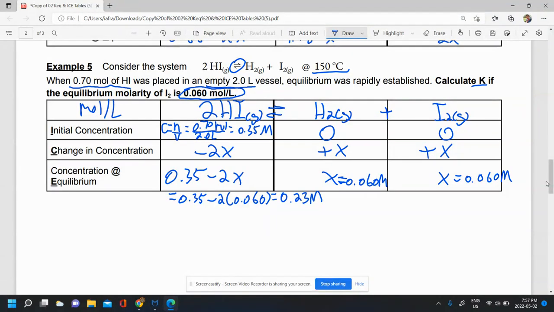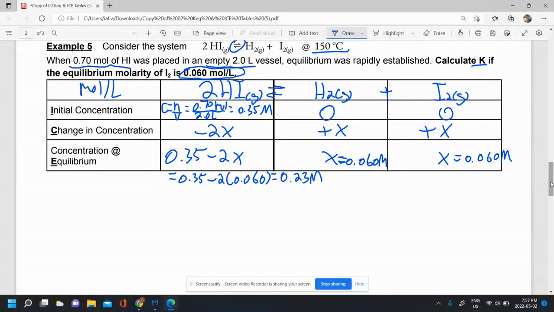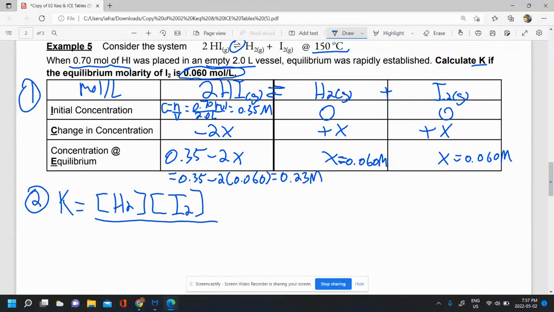Now in this question, you're asked to figure out what K is. So our step one was really establish the ICE table to find the equilibrium concentrations. And why do we need those? Because remember that K is going to be your equilibrium expression. And we're going to plug these values into the equilibrium expression. So we have our products multiplied by each other, all with an exponent of 1 because they have coefficients of 1, over the reactant with an exponent of 2.